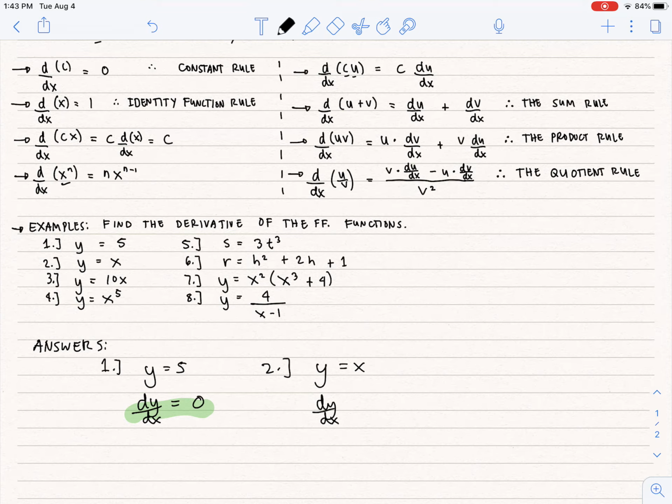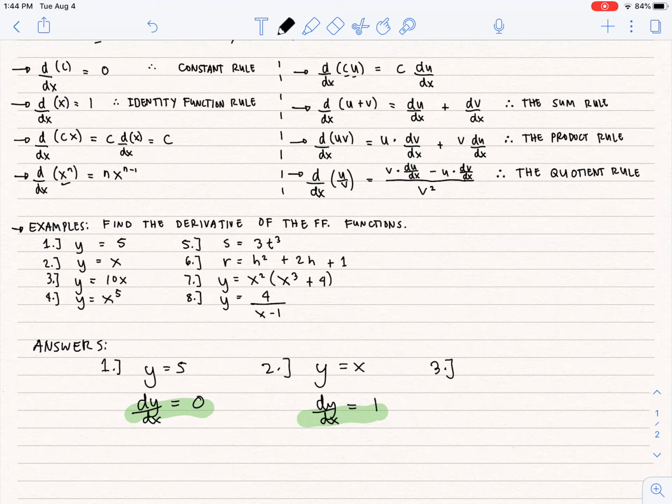Okay, so the derivative of y is just dy over dx. And then the derivative of x with respect to x. So this is the second rule, which is the identity function rule. So the derivative of x is just 1. Therefore, this is our answer.